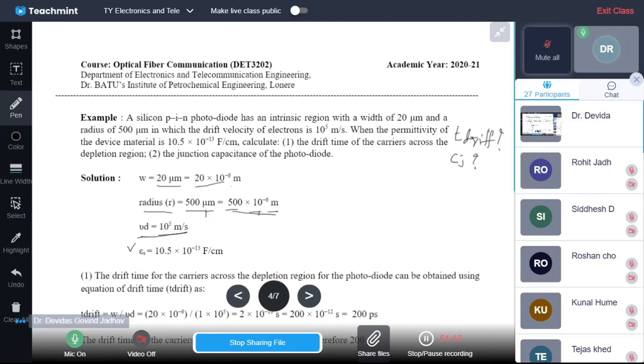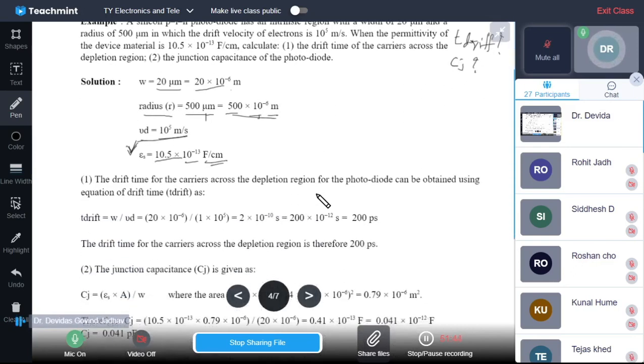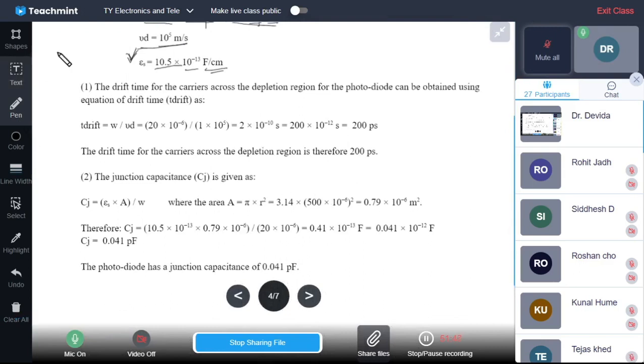Epsilon s, that is permittivity of device material, is 10.5 × 10 raised to minus 13 farad per centimeter. So we have to calculate T drift and Cj. So let us calculate. The first is the drift time of the carrier across the depletion region.